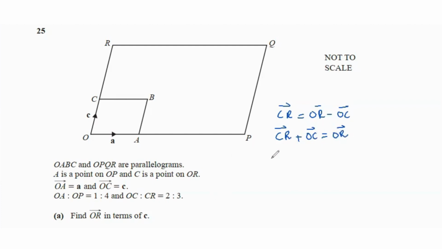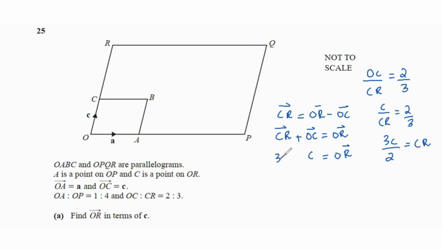OC is C. And for CR, what we'll do is OC over CR is 2/3. So that means it's going to be C over CR equals to 2/3. And CR is going to be 3C/2. So if we add them up, that's going to be 5C/2. That is OR.